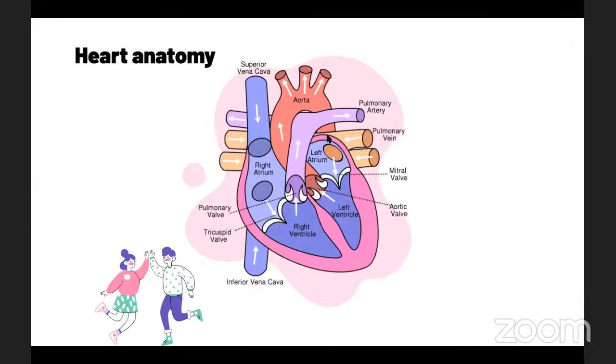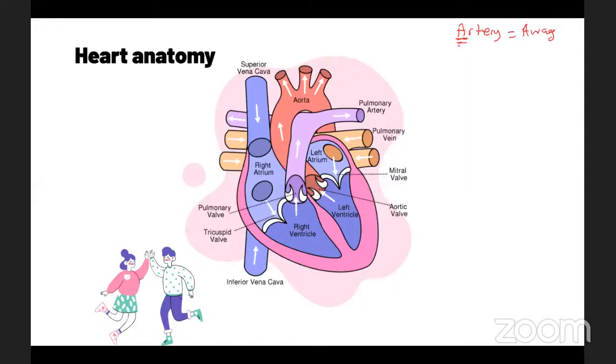Then the next part, I'm going to give you this really nice thing that I learned in high school from an amazing teacher, and I still remember it till this day. She told me that an artery, A stands for, just remember the A, away from the heart.